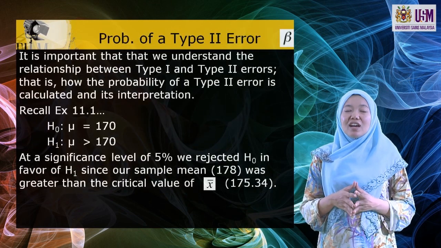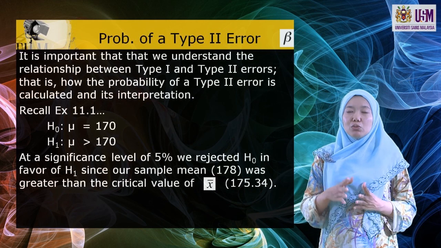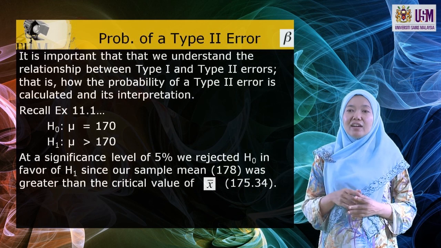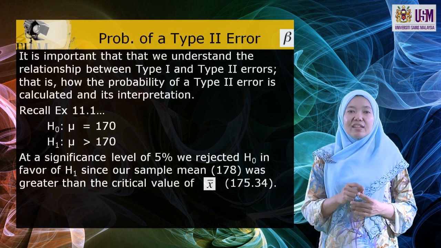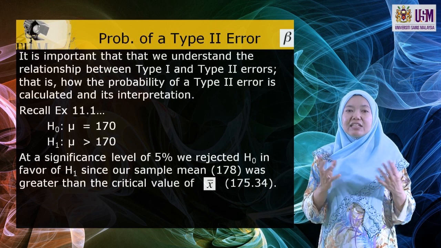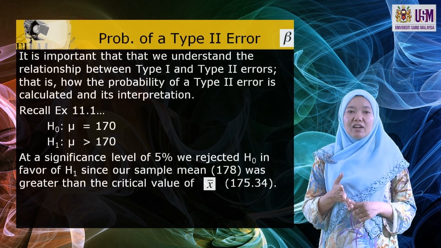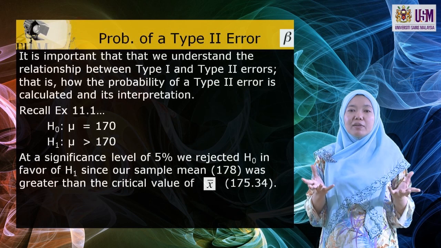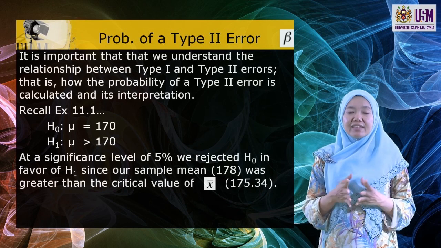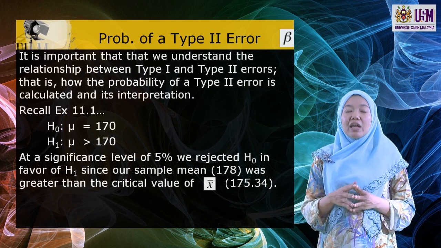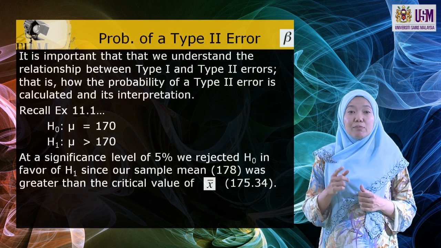Now we are going to discuss the probability of type 2 error. The probability of type 2 error is given as beta, the symbol B with a tilde. It is important that we understand the relationship between type 1 and type 2 error, that is, how the probability of type 2 error is calculated and how we interpret type 2 error. Let's recall example 11.1.